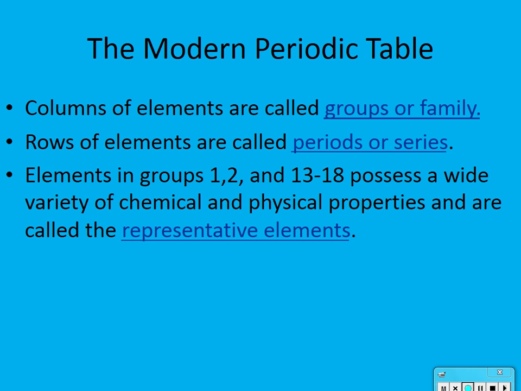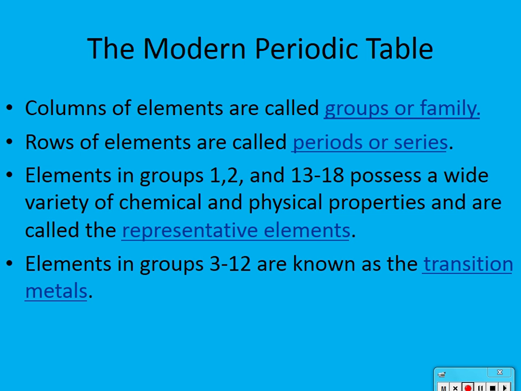Elements in groups 1 and 2 and 13 through 18, if you look at your periodic table, possess a wide variety of chemical and physical properties and are called the representative elements. So these 2 columns, 1 and 2, and 13 through 18, this whole chunk of elements, are called the representative elements. Elements in groups 3 through 12, that chunk that we just left out, are known as the transition metals.